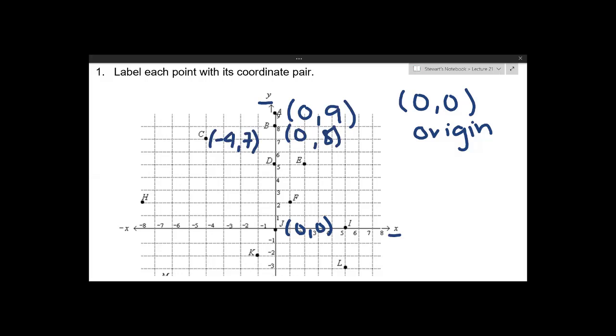Okay, so moving on for D, we don't go anywhere on the horizontal axis. We're on the vertical axis.